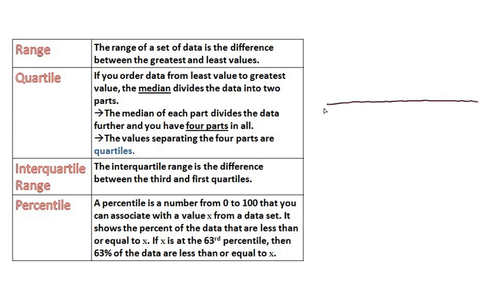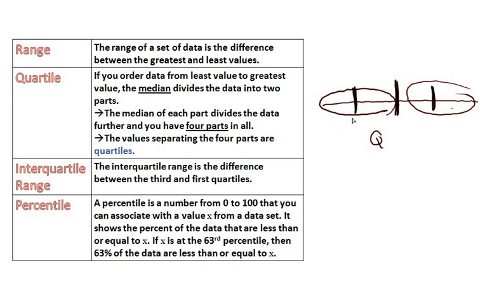Now, if you have a set of data, the median will divide this set into two equal parts. If you find the median again for this part, you will have two more parts. If you find the median for the right part, you will have two more parts or quarters. These three medians will divide the set into four equal parts or four quarters.